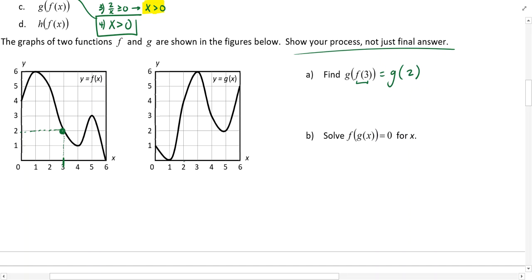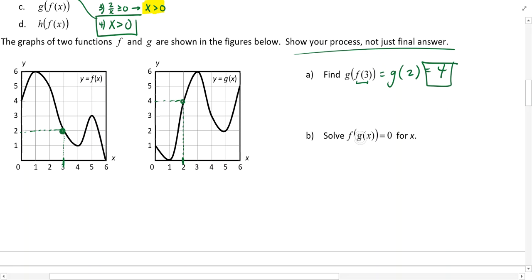Now I can evaluate g at 2, so I'll go to 2 on the x-axis and look up and find that g at 2 ended up being 4. So therefore, if g at 2 is 4, then g of f of 3 is also 4. For the second example, this is a little bit different.